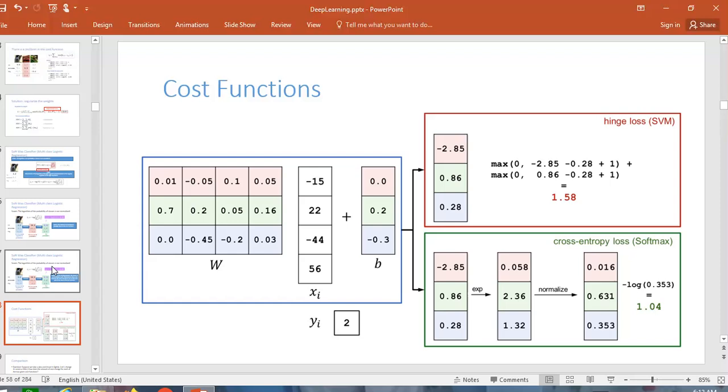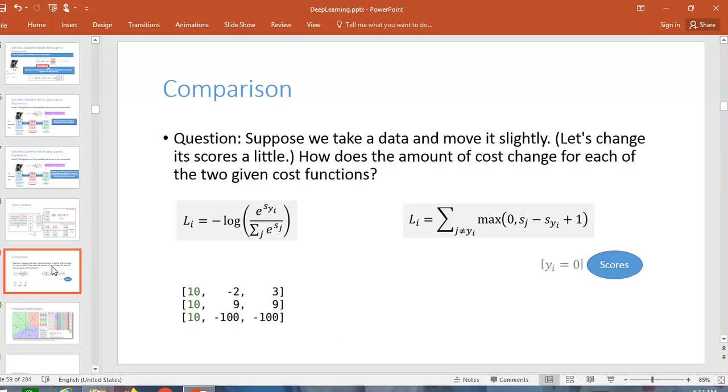Where to use which cost function depends on the problem. Of course, I will provide a comparison of these two. To compare these two functions, we slightly move this vector x in space. What effect does this have on these two cost functions? You can see that in this case, the SVM cost function will not change much because the exact amount of scores is not very important. SVM is not very sensitive to the exact amount of scores, but this is not the case with softmax. The sensitivity of this function to the exact values of these scores is higher.